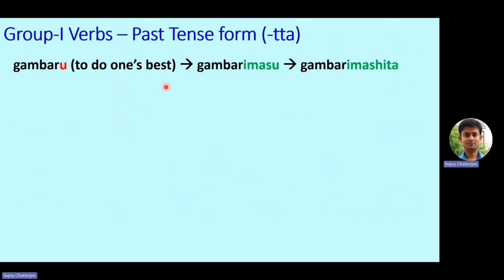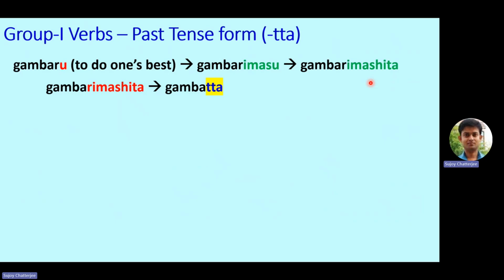be converted by following that rule that we discussed last time. U is replaced with imas. So gambaru becomes gambarimas. And in the past tense, it will be gambarimashta. So this is easy because we know this from earlier discussions as well. Gambaru becomes gambarimas, gambarimashta. Next, what happens?